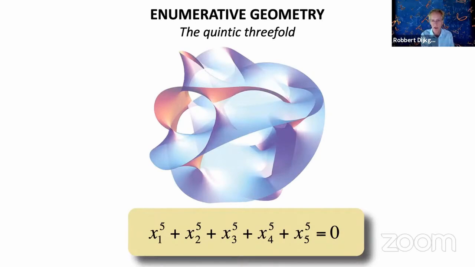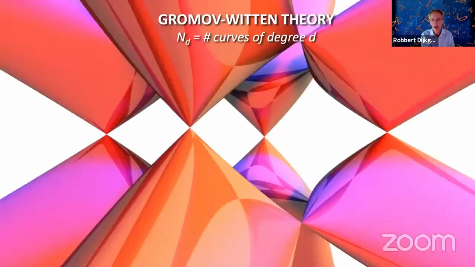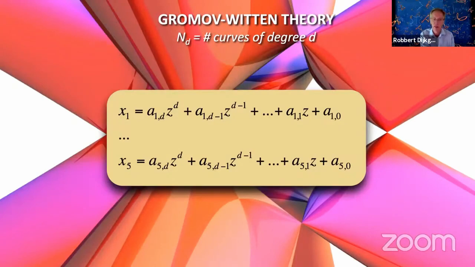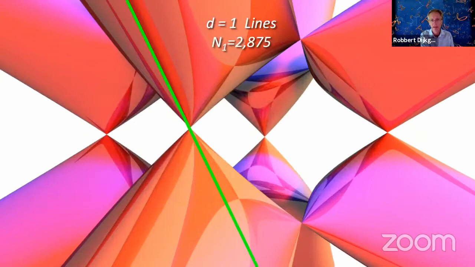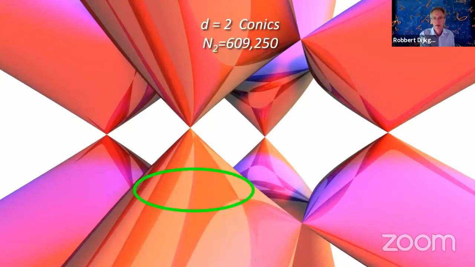It's a solution to Einstein's equation. And mathematicians study the curves on such a manifold. A curve means that each of these five variables, x1 to x5, are themselves polynomial equations of a certain degree, say degree d. And you can study the number of curves of degree d for d equals 1, 2, 3, etc. Well, in a suitably formulated way, you get integers, which are the Gromov-Witten invariants. We don't need to go into details. But for instance, if you take d equals 1, you count the number of lines on the quintic. There are 2,875 of them. If you take d equals 2, you have conics. This is something that was calculated in the 19th century.